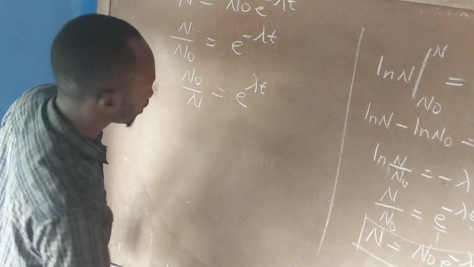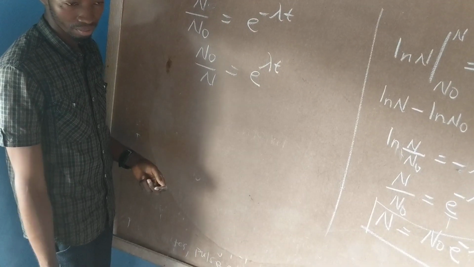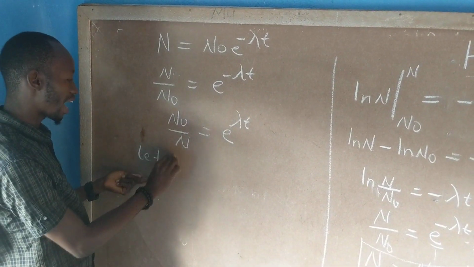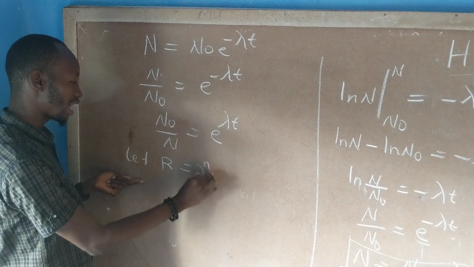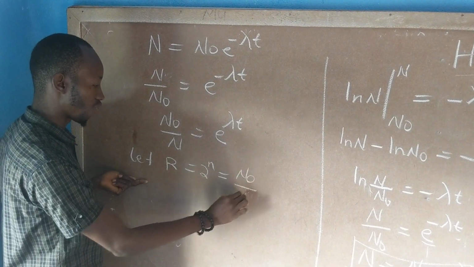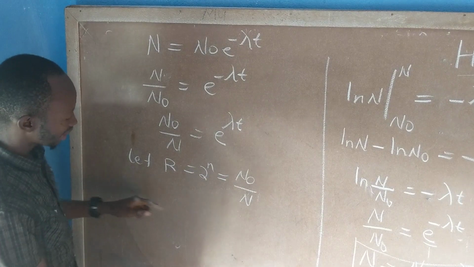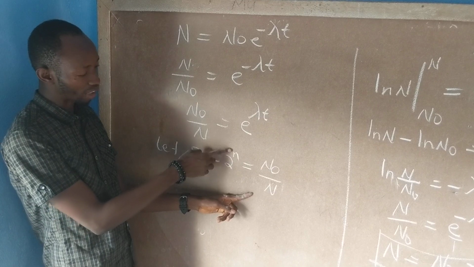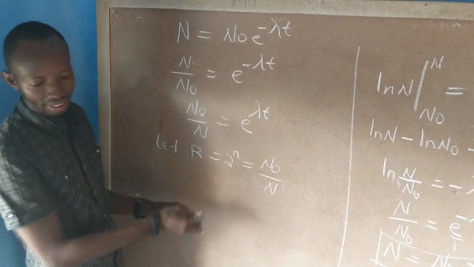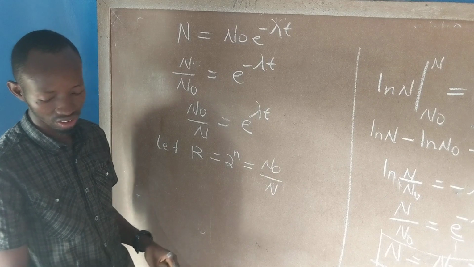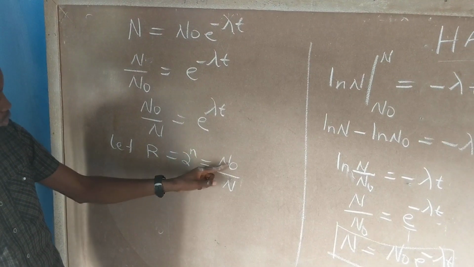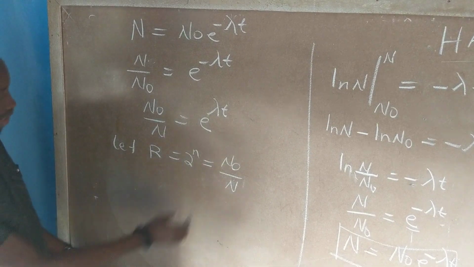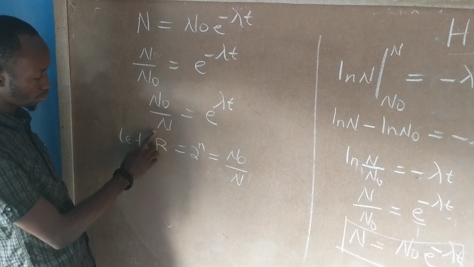So we have it as lambda t. In this case now, let R equal N0 over N. That means we have N0 over N, either we let it as R or let it as 2 to the power n, where this 2 to the power n is telling about the disintegration rate. You see, N0 over N is the disintegration ratio. The disintegration ratio is the same as N0 over N, or 2 to the power n, or R.